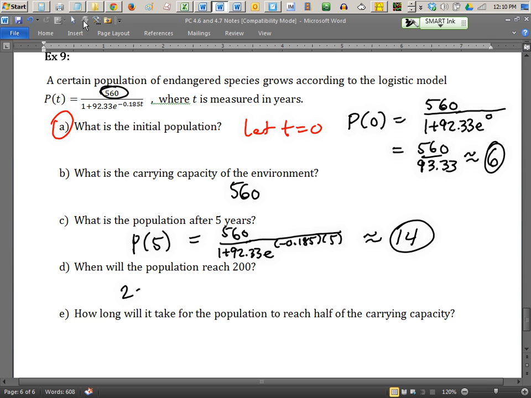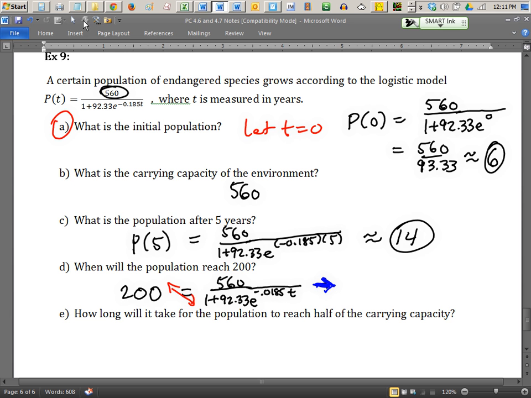Well, that goes on the left side, see? And now the time is unknown. You can use the solve feature to solve for t if you have a TI-89. Yes, you can. But ultimately, remember the old trick? You can switch these around. So you can move the 1 plus 92.33 e to the minus 0.0185 t over here and put the 200 down on the bottom, right? Okay. So it's going to be 560 over 200, which is 2.8.